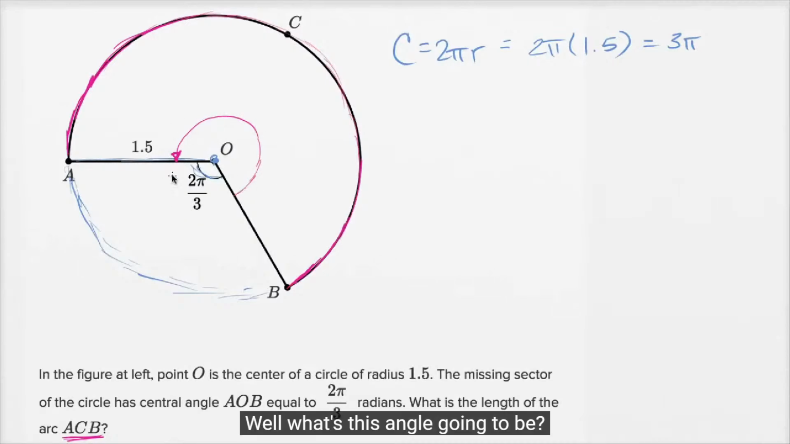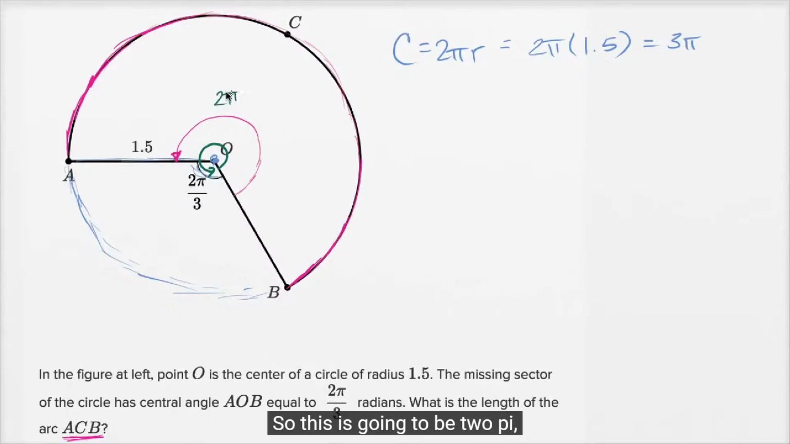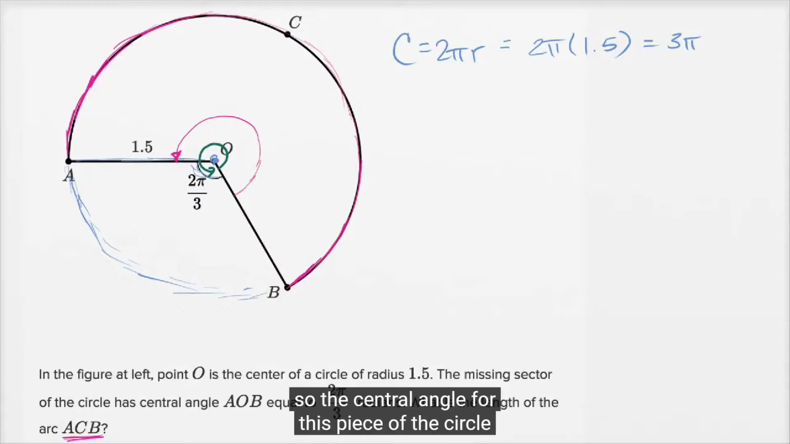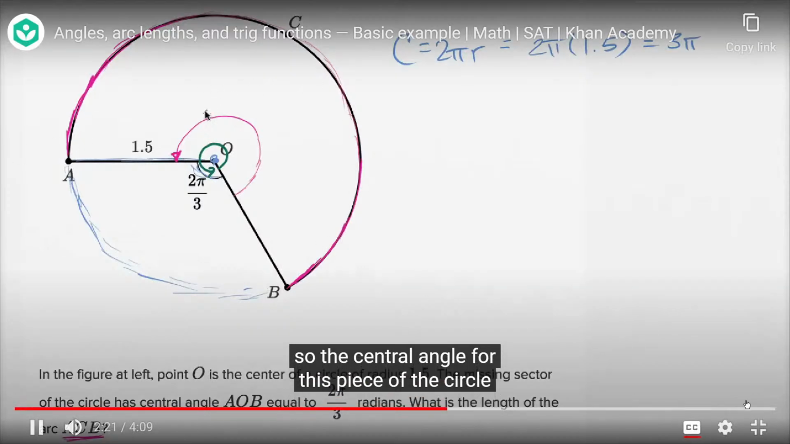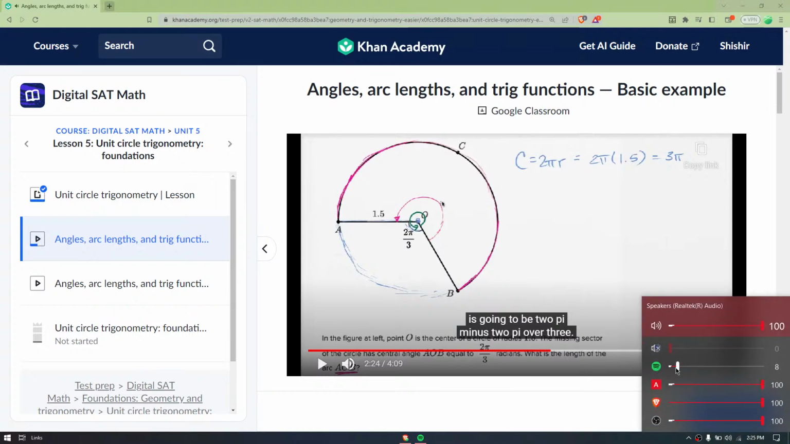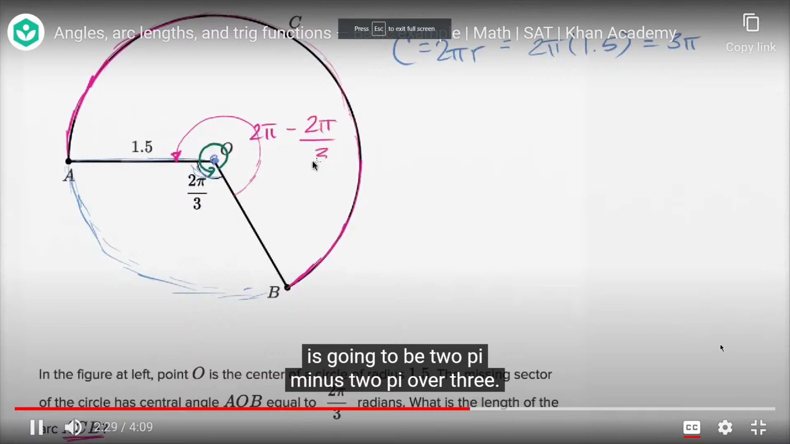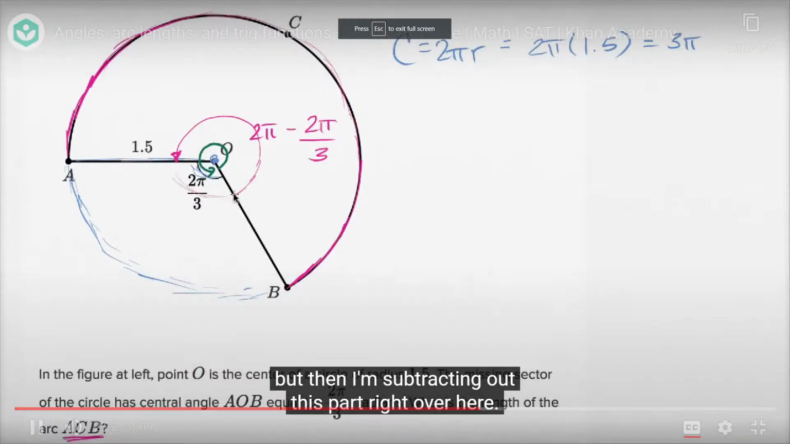Well, what's this angle going to be? If we went all the way around the circle, that'd be 2 pi radians. If we want to figure out this magenta central angle, it's going to be 2 pi minus this 2 pi over 3. So the central angle for this piece of the circle, that's kind of the central angle for ACB, is going to be 2 pi minus 2 pi over 3. I'm going all the way around, but then I'm subtracting out this part right over here.